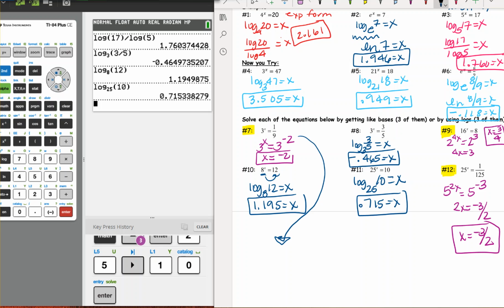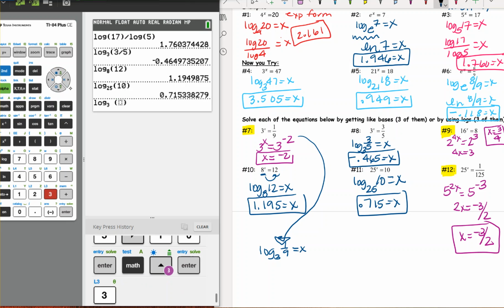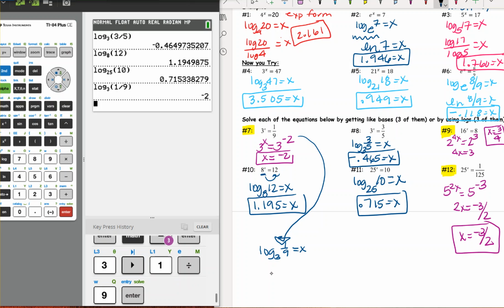Okay, and then just for fun here, let's take number 7. Let's say you had a calculator and you did not recognize that you could get like bases. You can solve that with logs also. It would be log base 3 of 1/9 equals the exponent. And if we go to our log button and type in a base of 3 and a fraction of 1/9, we should still get -2. Same thing we got by getting like bases. So assuming you have your calculator, either method is actually fine. I just think usually it's a little more efficient to get like bases, plus part of your test you won't have a calculator, so that wouldn't be an option.